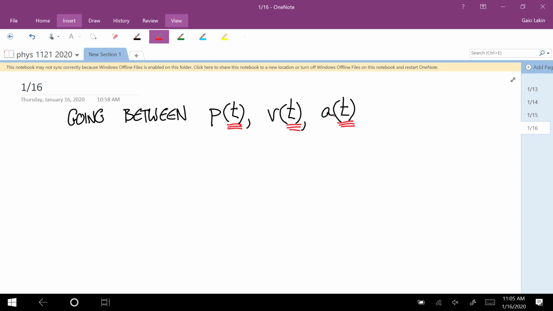So acceleration is not equal to... v prime is not equal to p double prime. Okay.